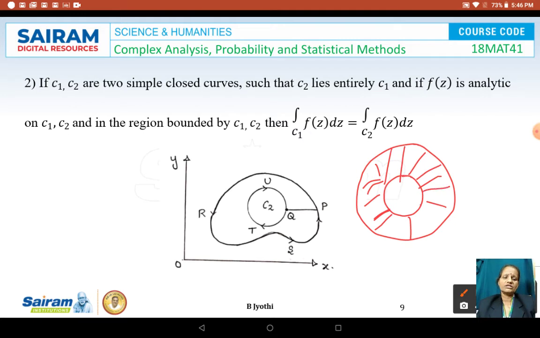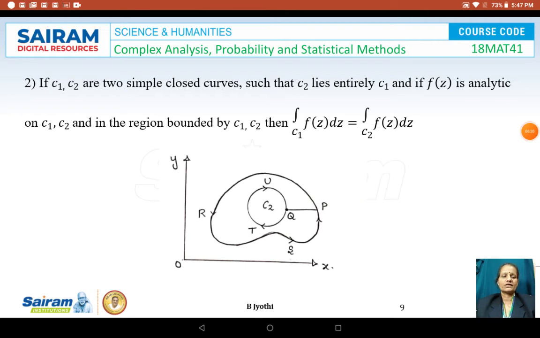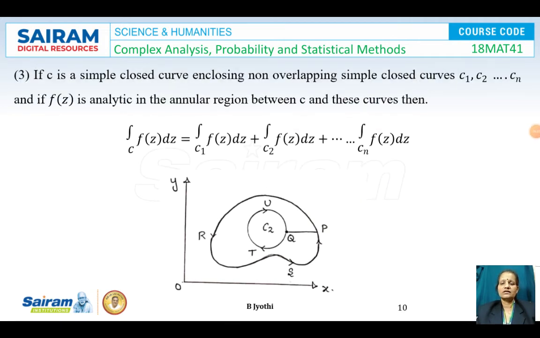So it is the region bounded by the two curves C1 and C2. Then the integral along C1 is the same as along C2, if it is bounded by the two curves, say C1 and C2. Next one, the third one.